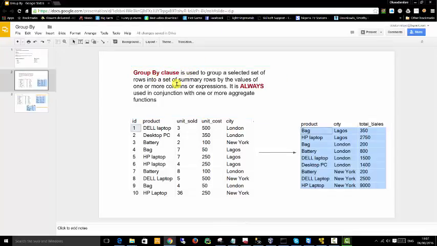So let's have a look at the definition. If you don't understand what this definition is, don't worry. Don't stress trying to understand the grammar, because we're actually going to demonstrate it.